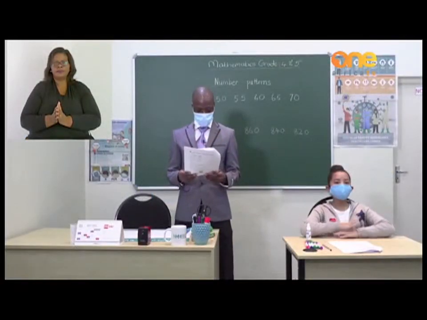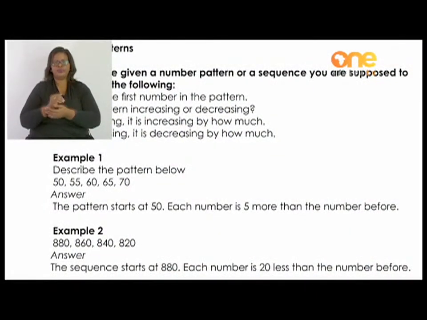Let us go to page 13 at the bottom. It's written number patterns. When you are given a number pattern or a sequence, you are supposed to take note of the following. The first one, you are supposed to identify a first term, or the number which is written first. Then you are supposed to study the pattern to see whether it is increasing or decreasing. If it is increasing, you are supposed to take note of the number by which it is increasing. The same applies when it is decreasing. You are supposed to see it is decreasing by how much.